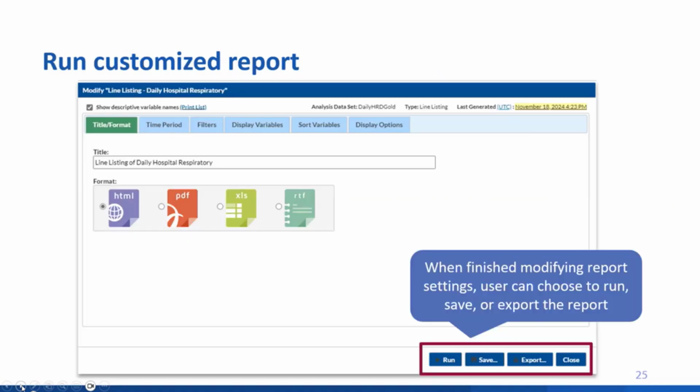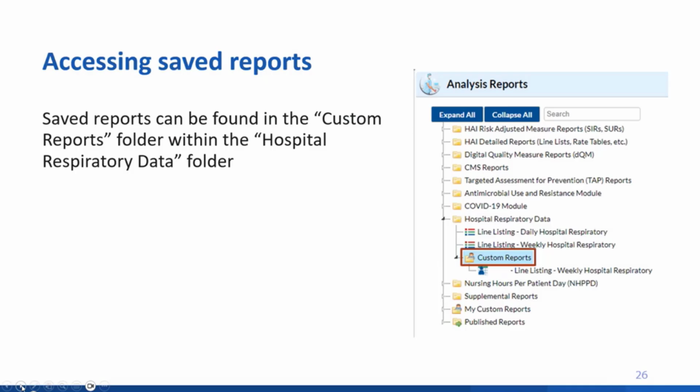When finished modifying report settings, the user can choose to run, save, or export the report using the buttons on the bottom right of the modification window. After you have saved your report, you will then be able to access your reports found in the Custom Reports folder within the Hospital Respiratory Data folder.